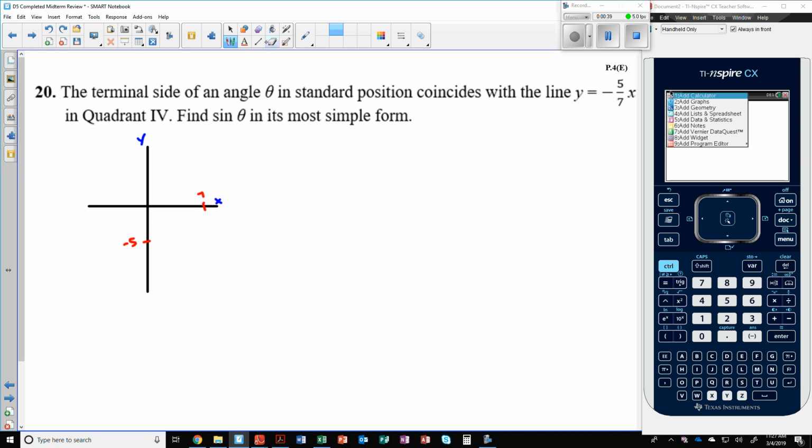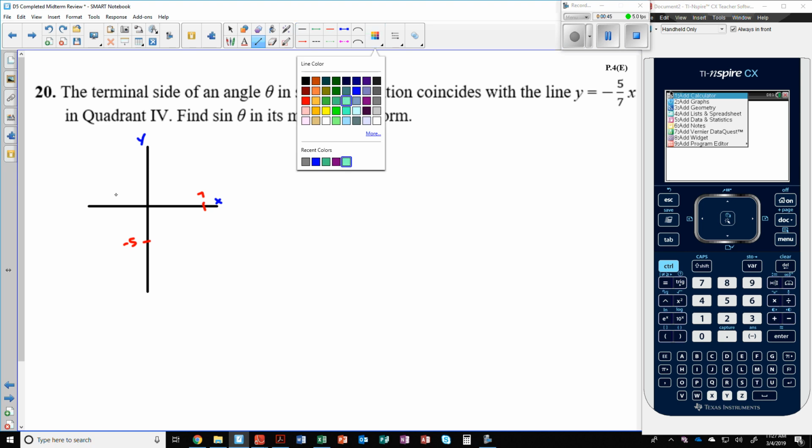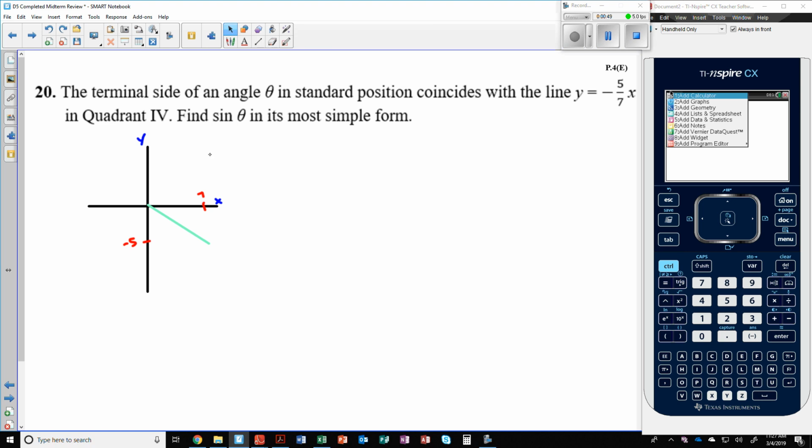And so I have a line that comes through, and let me get color to it so it stands out. And this line would go through that point there, and technically would continue on this way as well. And so that's what's happening here. We have this line continuing on both ways.